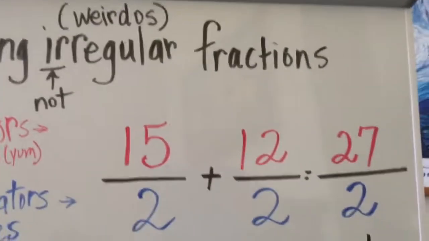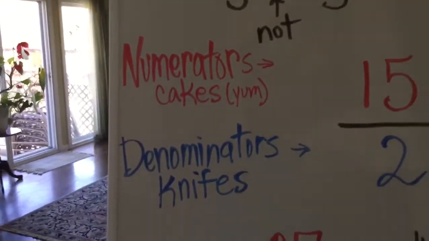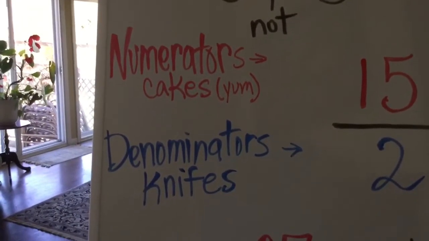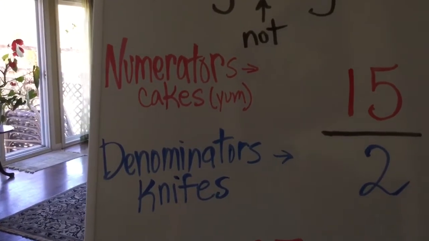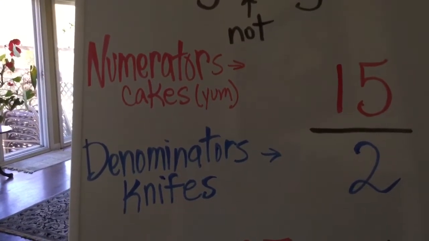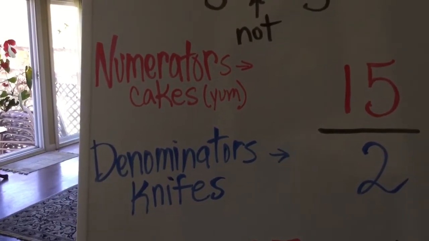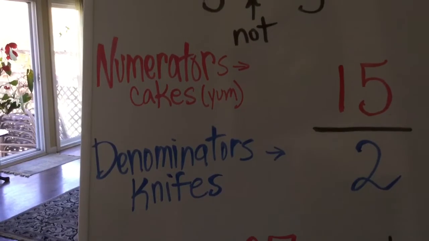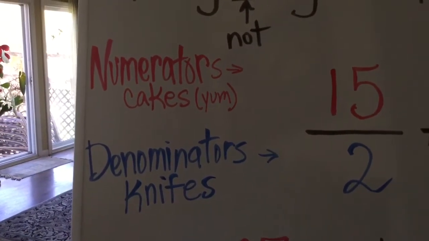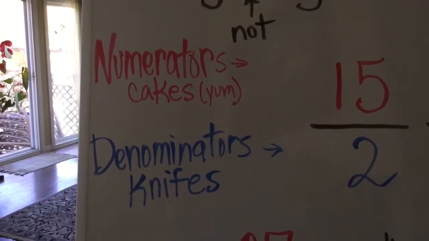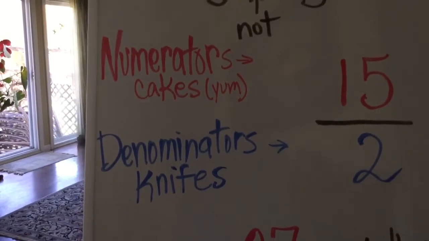So let's come down and look at our numerators, which are always going to be in red. Mrs. Miller calls the numerators the cakes. Also, we could call the numerators the dividend, and the denominators, Mrs. Miller calls those the knives, which are used to cut the cakes. Also, denominators are called the divisors. The divisors are the cutters.